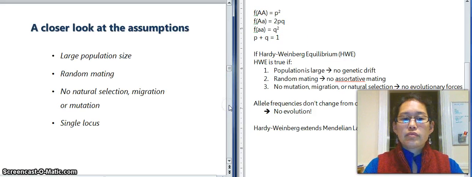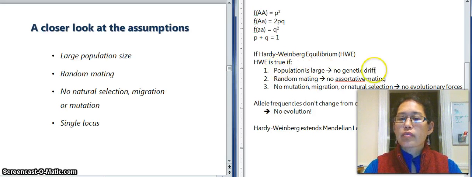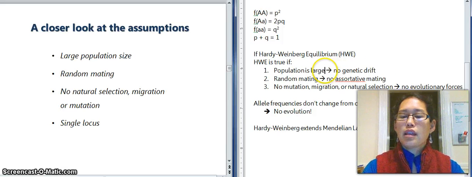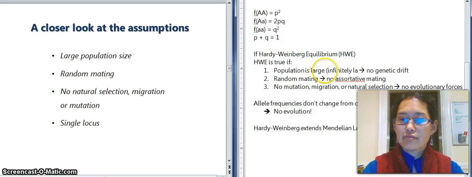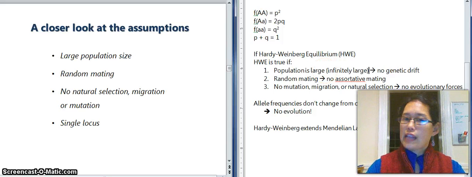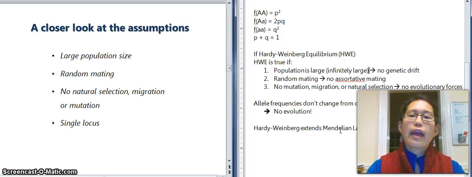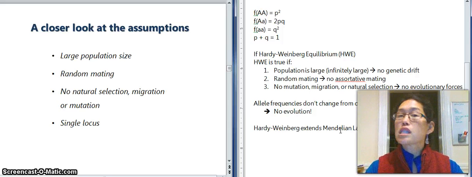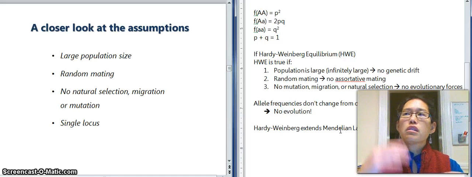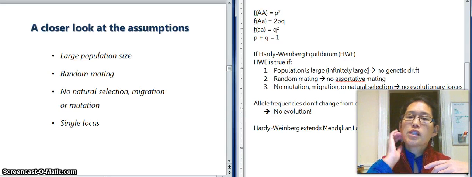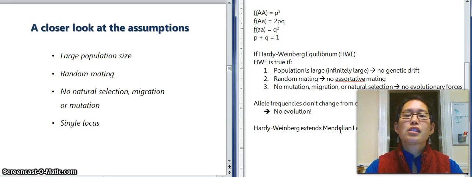All right, so let's look at these assumptions a little more closely. How big is big enough for a population? Technically speaking, we're talking about infinitely large, which of course is not practical, but for all intents and purposes, Hardy-Weinberg is a-okay under most reasonably sized populations. You get deviations from Hardy-Weinberg equilibrium only when populations get small.